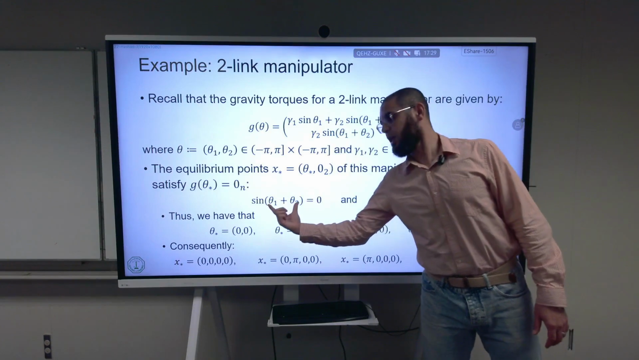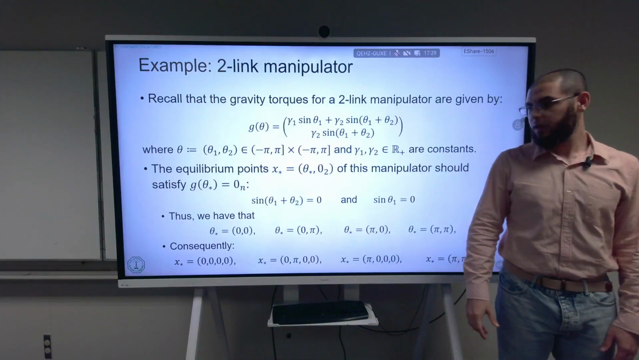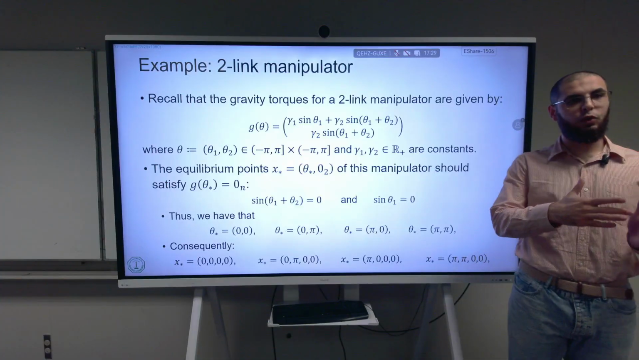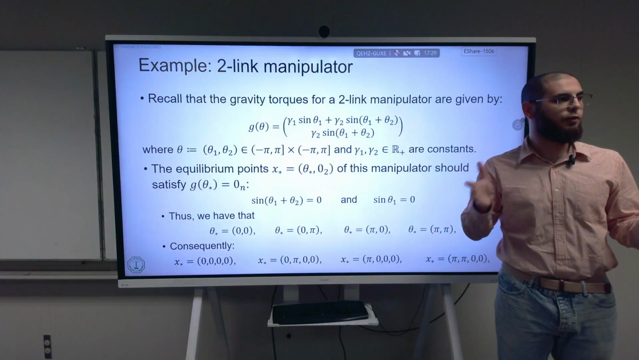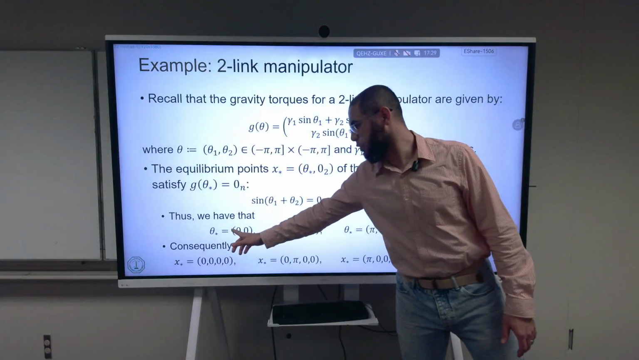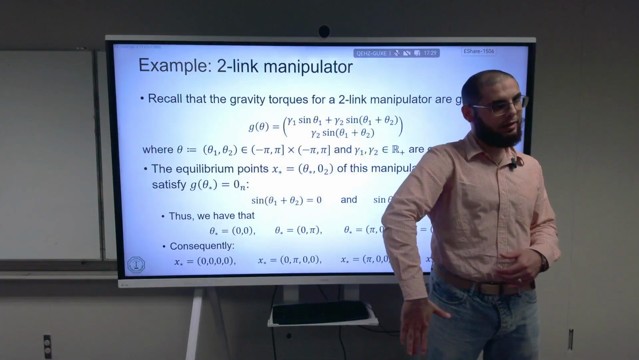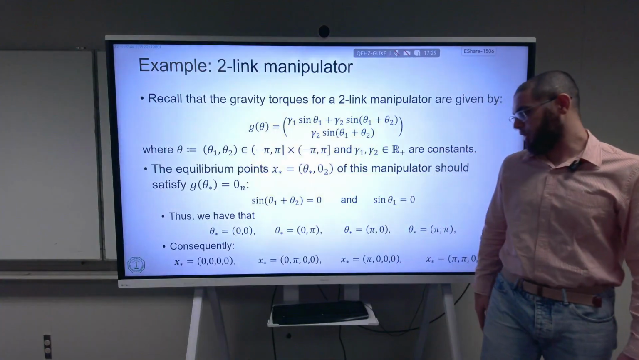So you should have that sine of theta 1 plus theta 2 should be equal to 0, and sine of theta 1 is equal to 0. And then you can see that if you only look at the region from minus pi to pi for the two joints, then we have 4 solutions. We have theta equal to 0, 0. So the first link is 0 and the second link is 0, so the bottom down configuration.